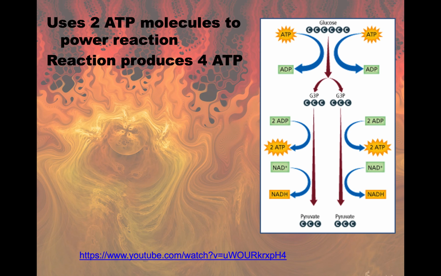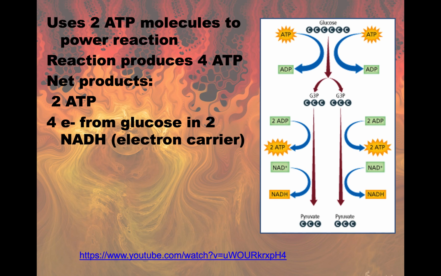Each time glycolysis occurs, you end up with 4 ATP, which is okay, but it's nothing compared to what comes out the other end of cellular respiration. So the net products are 2 ATP. Even though the reaction itself produces 4, we have to pay back the initial 2 that we started with to prime the pump. So it produces 4, but really the net products, after we get our debts paid, is only 2 ATP.